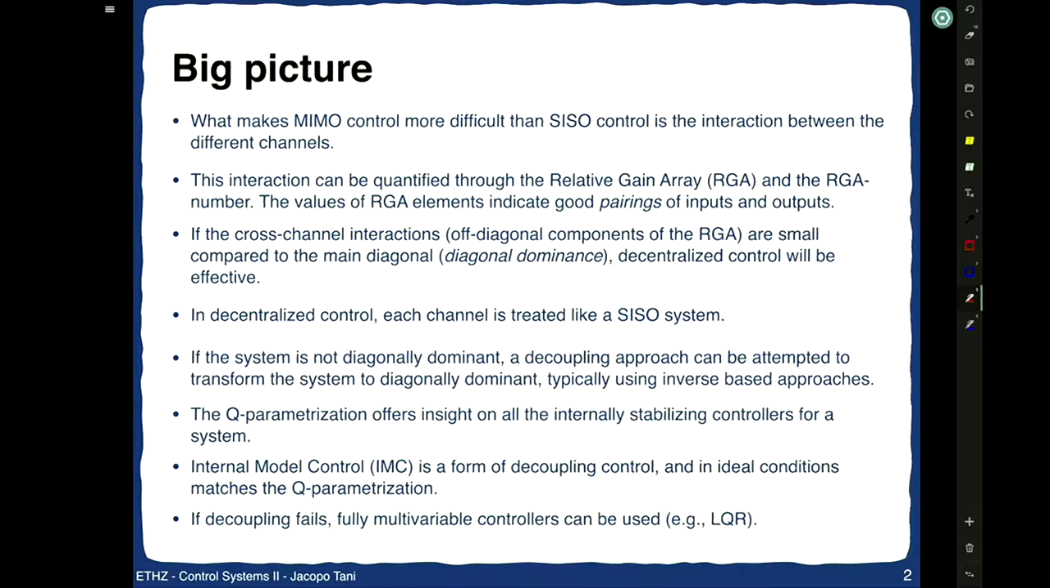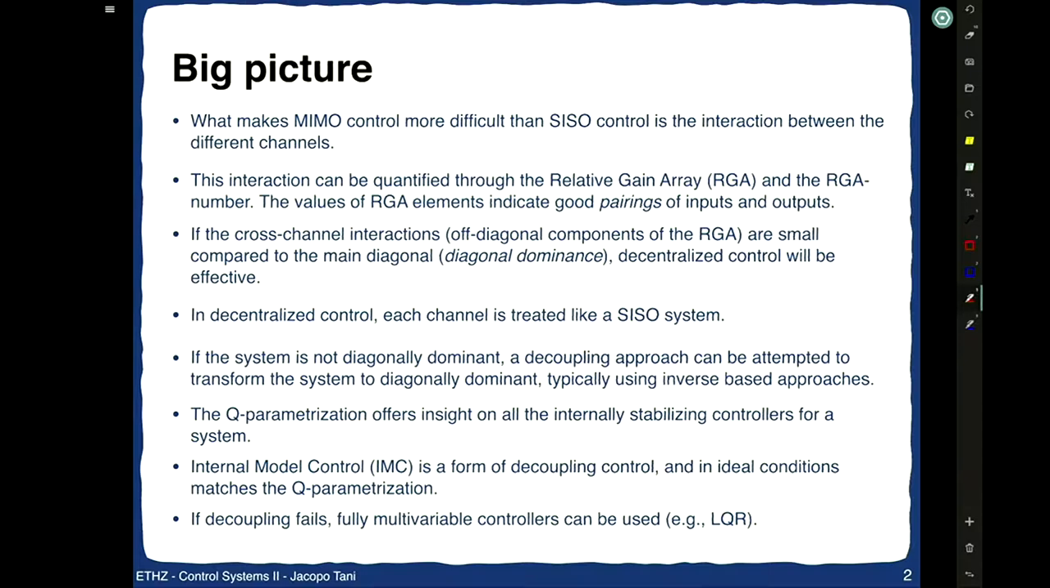It depends on the level of interaction between the different channels of a MIMO system, right? Because we understood at this point that the whole problem of MIMO systems is that they have these multiple inputs, multiple outputs, different channels. These channels sometimes interact, sometimes not, depending on the structure of the transfer function matrix. And therefore, we looked at a tool, the relative gain array, that allowed us to quantify the degree of interaction between the different channels.